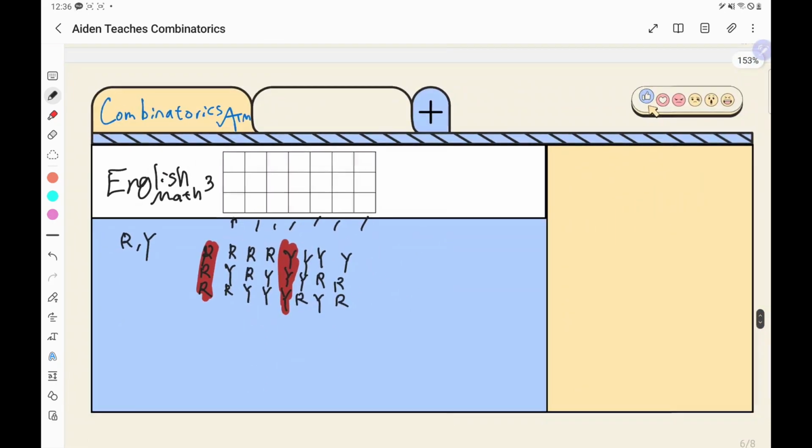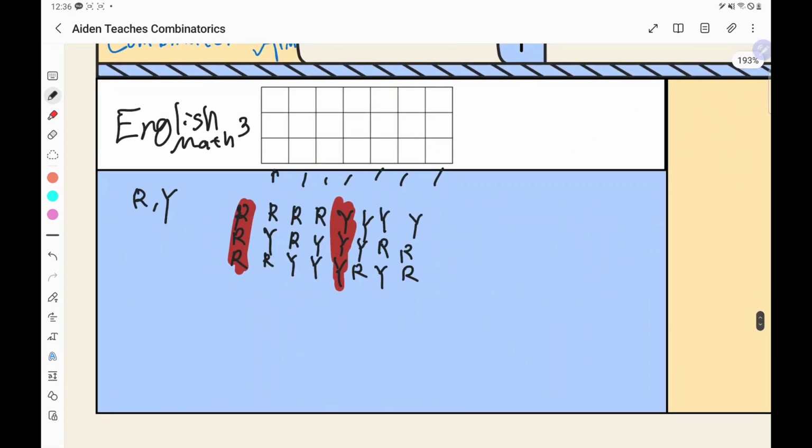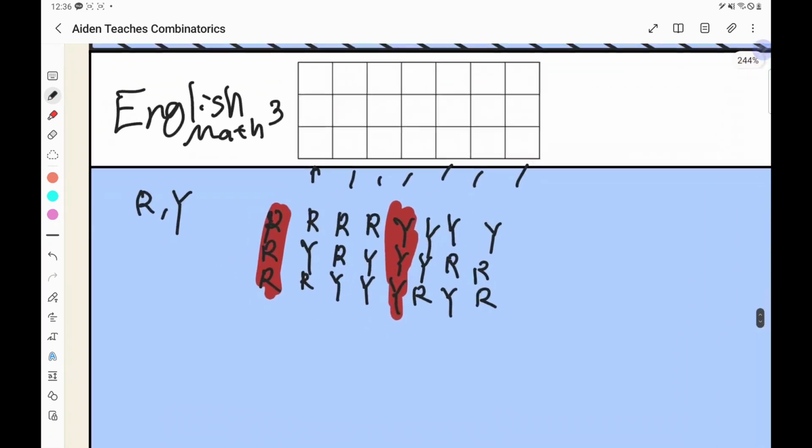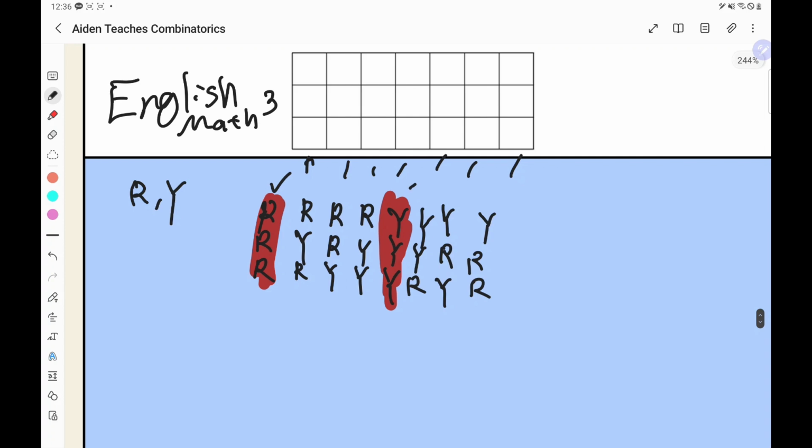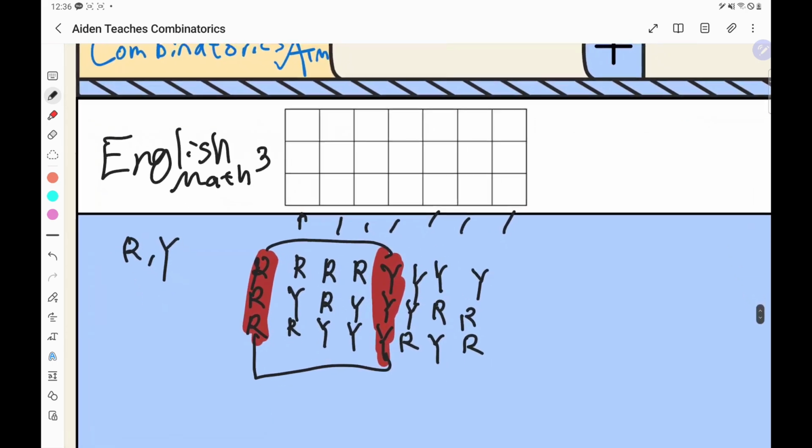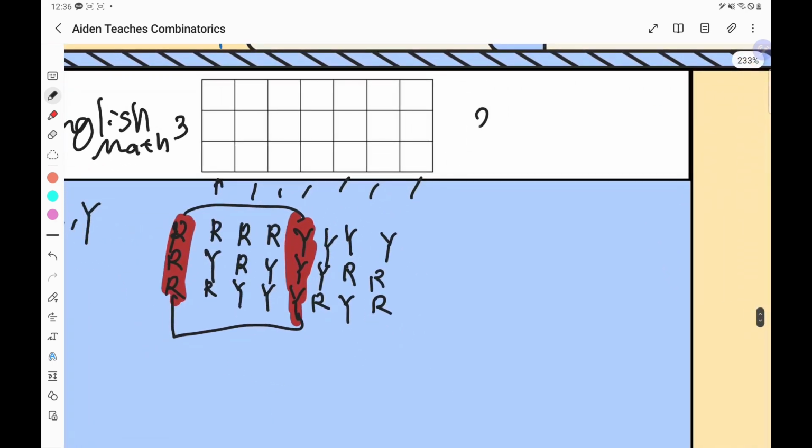Besides these 2, they're not that important, but now let's start. Let's say we have a red, red, red, or a yellow, yellow, yellow, or both. If we have both of these, then let's try to make a rectangle. Our goal is to make a rectangle where the corners are not all the same.